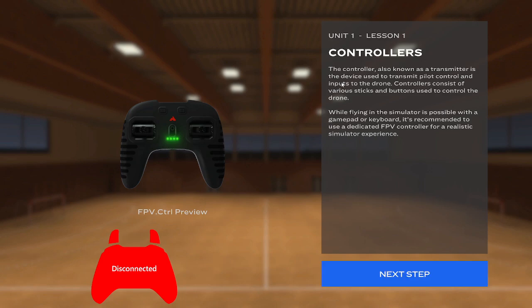Controllers. The controller, also known as a transmitter, is the device used to transmit pilot control and inputs to the drone. Controllers consist of various sticks and buttons used to control the drone. While flying in the simulator is possible with a gamepad or keyboard, it's recommended to use a dedicated FPV controller for a realistic simulator experience. Ah, I see. This is what an FPV controller looks like. A shell.